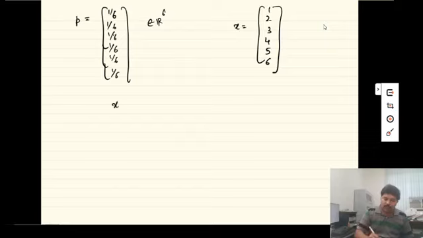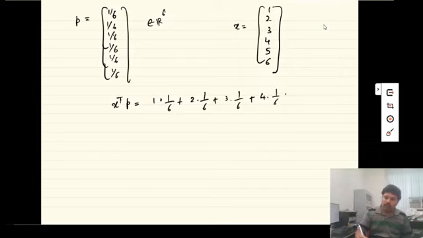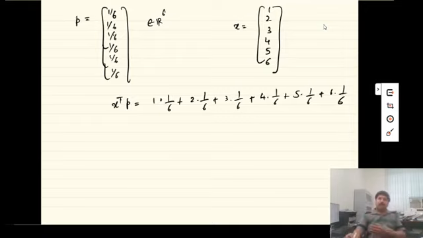So what is X transpose P then? X transpose P is 1 into 1 by 6 plus 2 into 1 by 6 plus 3 into 1 by 6, 4 into 1 by 6, 5 into 1 by 6 plus 6 into 1 by 6. That's nothing but the expected value of this random variable X.